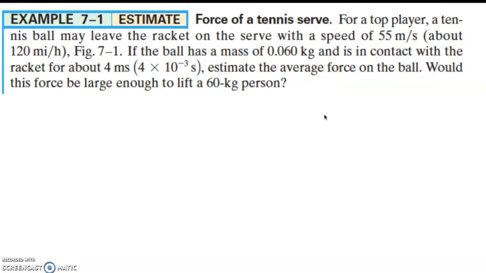Force of a tennis serve. For a top player, a tennis ball may leave the racket at a serve at a speed of 55 meters per second. If the ball has a mass of 0.060 kilograms and is in contact with the racket for about 4 milliseconds, we want to estimate the average force on the ball. Would this force be large enough to lift a 60-kilogram person? A lot of stuff going on there. Do it now.